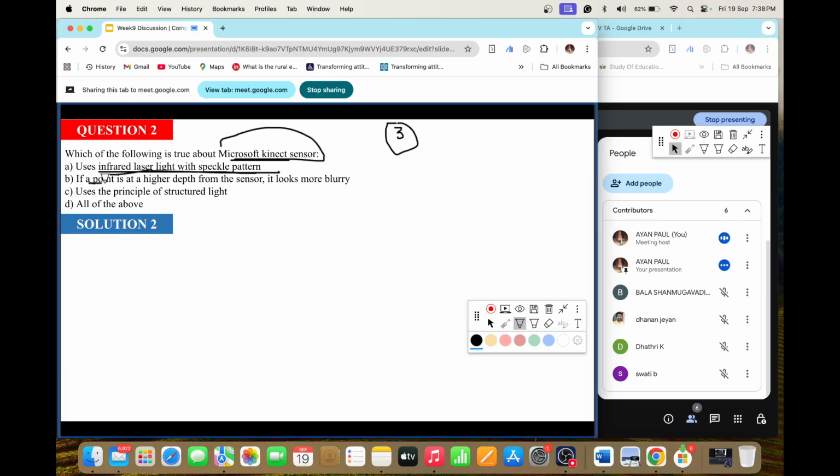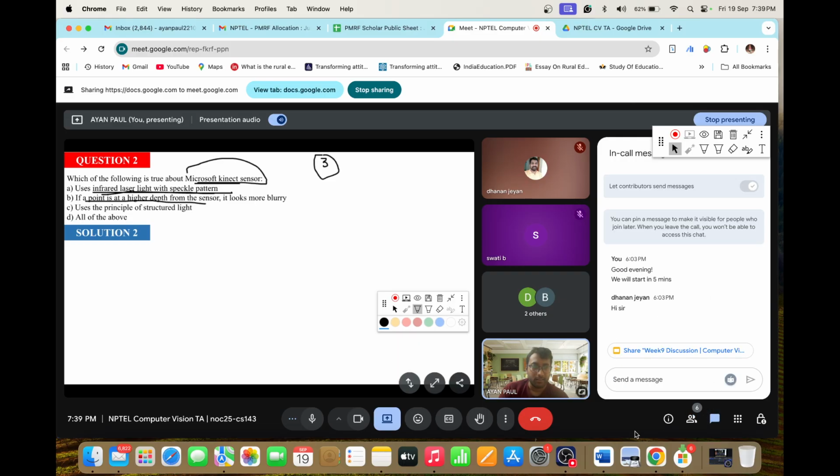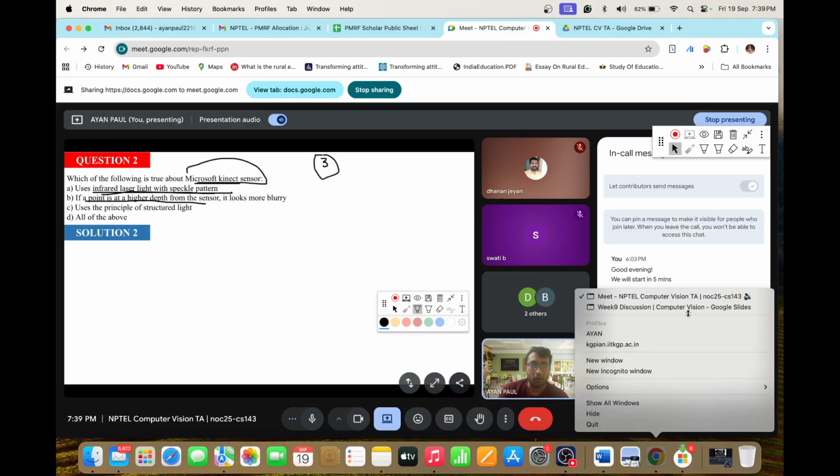Option B, if a point is at a higher depth from the sensor, it looks more blurry. Option C, uses the principle of structured light. Option D, all of the above. So any guesses for this? D. Yeah, D, right? All of the above.